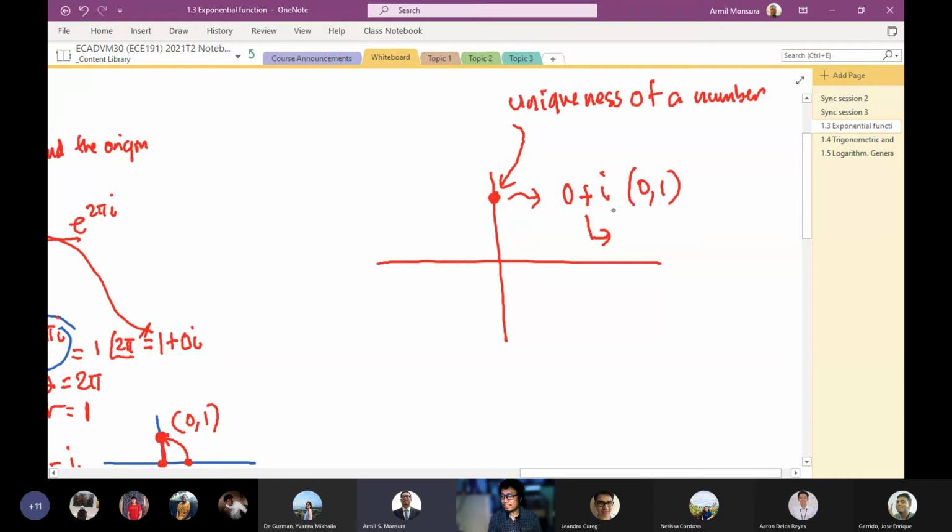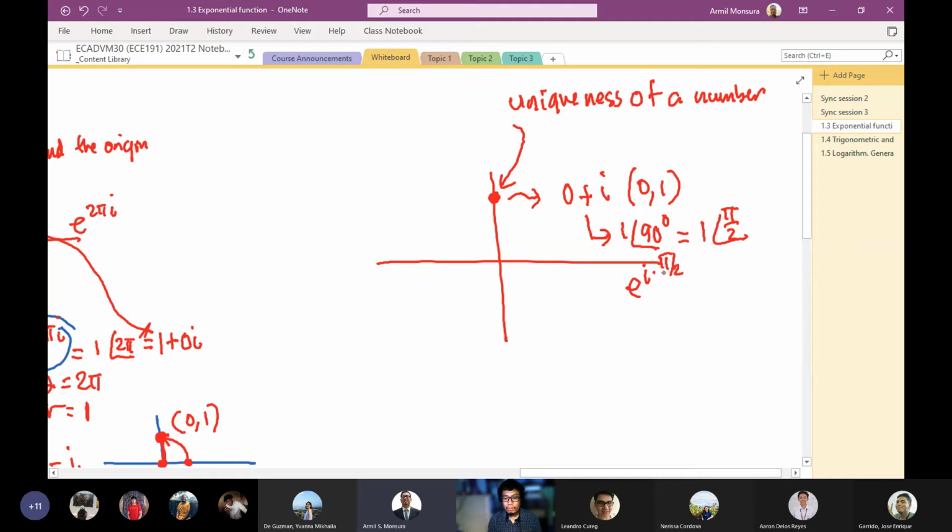In polar form, this is written as 1 bar angle 90 degrees. Or similarly, this is also equal to 1 bar angle pi over 2 radians. That's in polar form. And in exponential form, this is e raised to i times pi over 2. So this is in polar form, this is in exponential form.